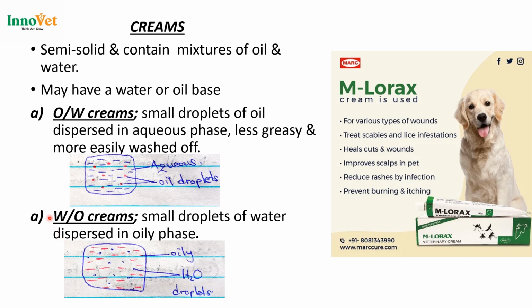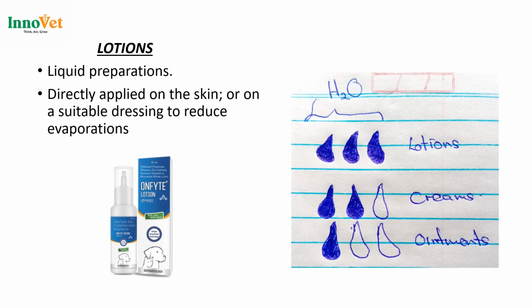Then part B, sorry, this one was supposed to be part B. They are the water in oil creams. So these ones, they have small droplets of water that are dispersed in oily phase, as it is visible in the picture.